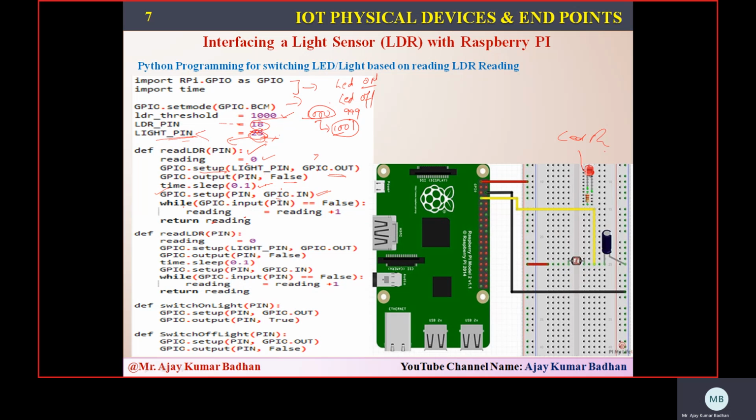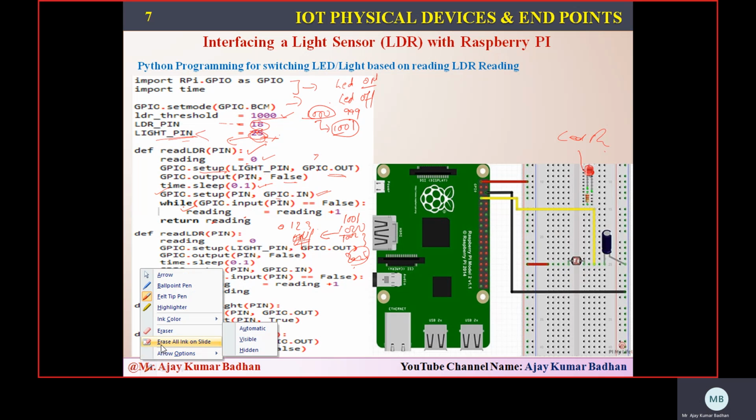If there is an increase in the light, it will increment the value of reading. Initially the value of reading is 0. Then it will become 1, 2, 3, and so on up to 1000. If it is less than 1000, then the LED will be turned on. Maybe it is night time. But if it is daytime, definitely the value will increase, maybe 1001, 1002, 3, 4, 5, maybe 2000, something like that. So definitely it will not be turned on. In case the light is on, it will be automatically turned off. This is exactly how it works.